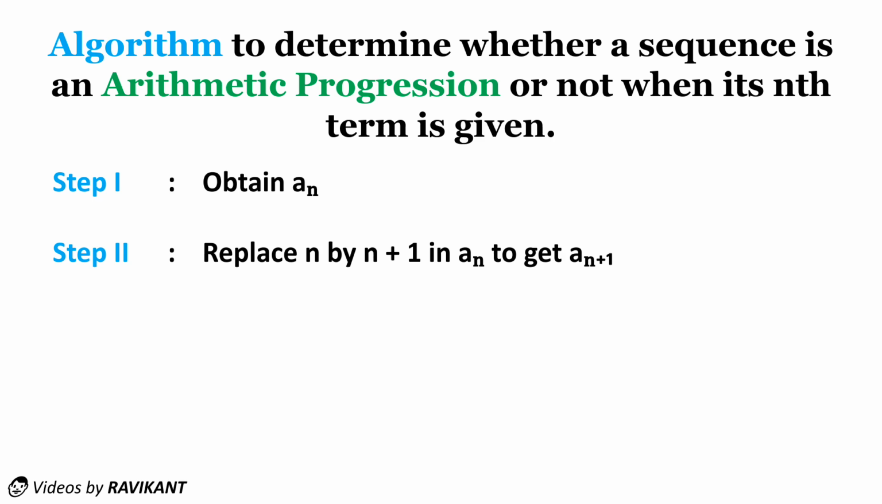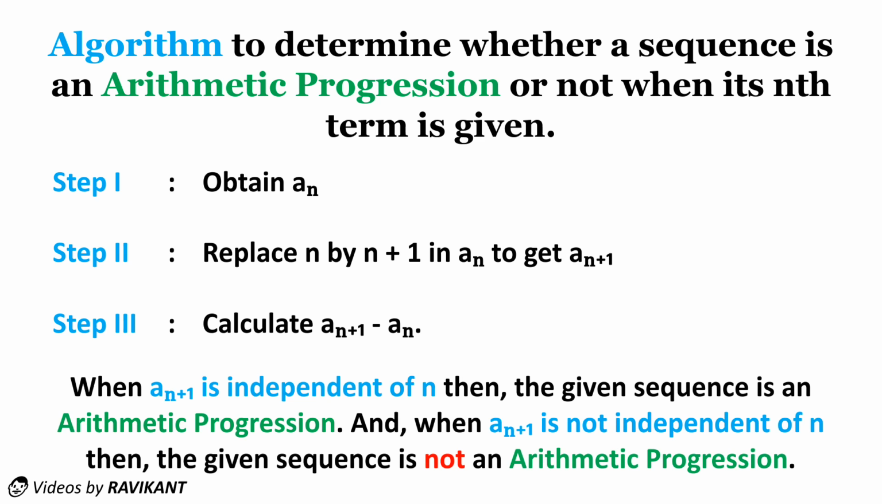In the second step, we replace n by n plus 1 in the nth term to get a_(n+1), which is our next term. And in the final step, we calculate the common difference by subtracting a_n from a_(n+1). Now we have two conditions. When a_(n+1) minus a_n is independent of n, then the given sequence is an arithmetic progression. And if it is not independent of n, then the given sequence is not an arithmetic progression. To check whether a given sequence is an arithmetic progression or not, we will go through some examples.